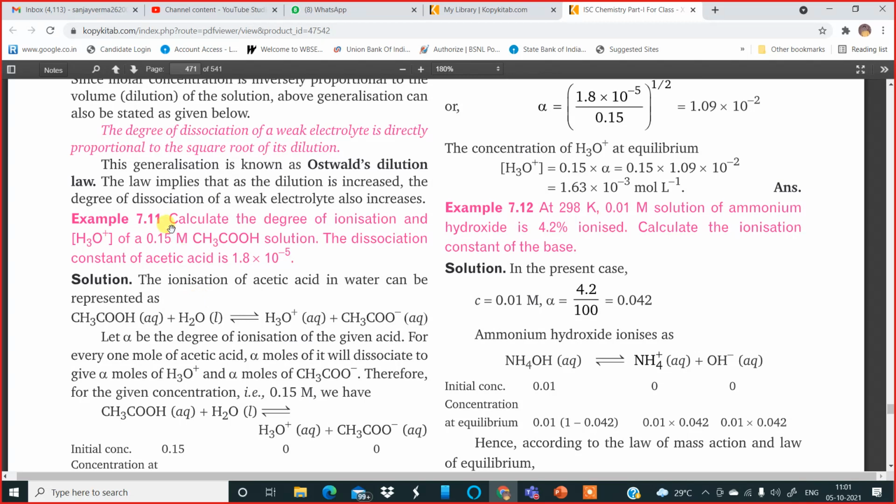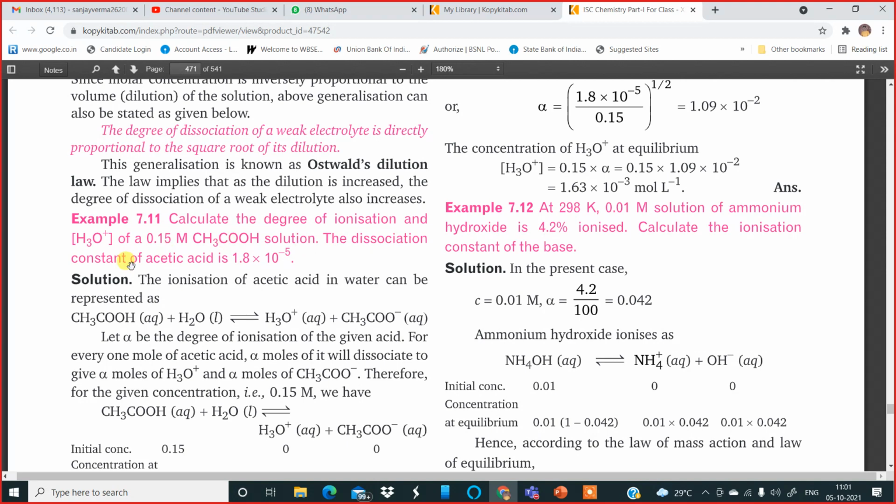Okay, so I will just explain this numerical example 7.11. Similar numericals will be asked in the examination. They are asking us to calculate the degree of ionization and the concentration of hydronium ions of a 0.15 molar acetic acid solution. So there are two things to be found out: the degree of ionization, as well as the concentration of hydronium ions.